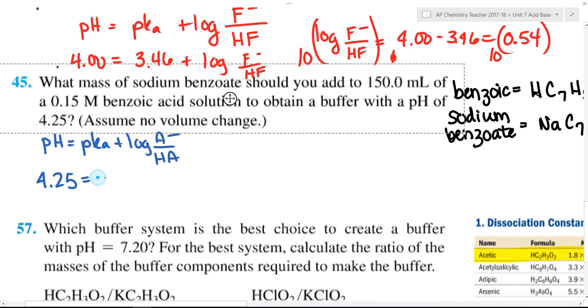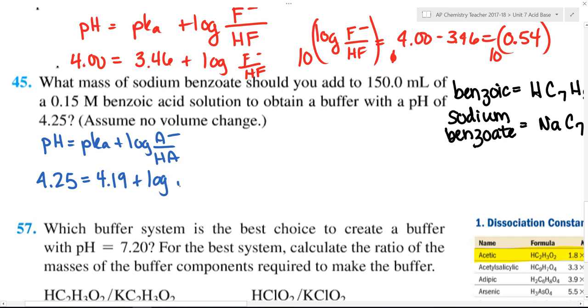So that is 4.19 plus log A minus over HA. So pH is already pretty close to the pKa. So I'm going to end up with A minus over HA equals 10 to the 4.25 minus 4.19, so that is 0.063. That's going to be pretty close to equimolarity here.